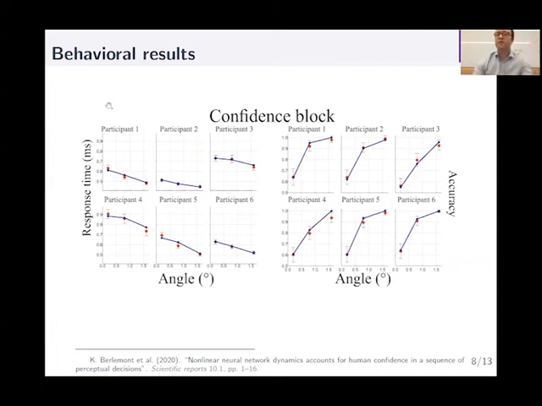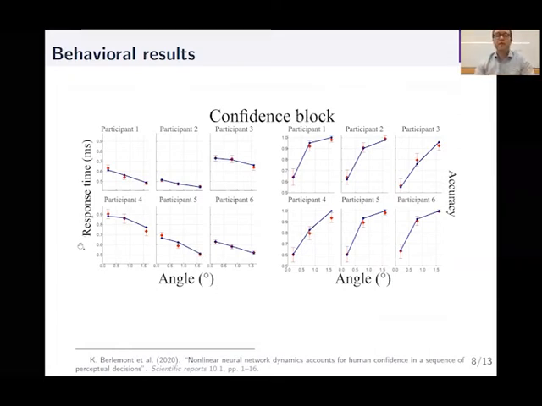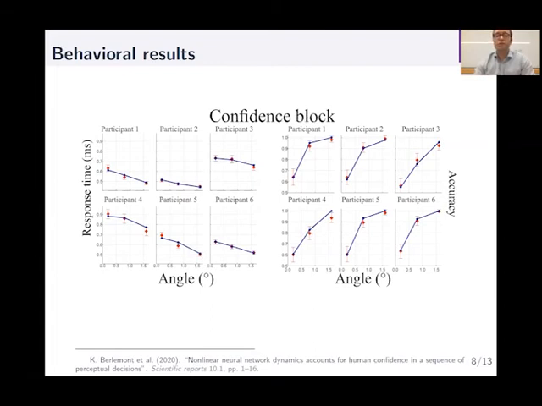So this is for the confidence experiment, where participants report their confidence. Each panel, again, represents a specific participant. The x-axis is the angle of the orientation, so it's related to the difficulty of the task. And on the left, you have the response time with respect to this angle. In red, it corresponds to the experimental data points, so the experiment. And in blue, it's the results of the model. So you can see that the model is able to capture the whole variety of response times for all the participants and the relation with the difficulty of the task.